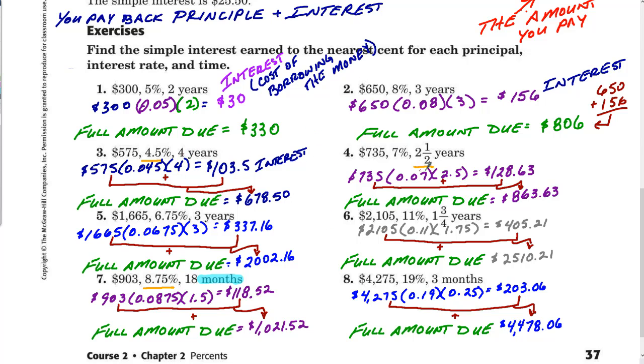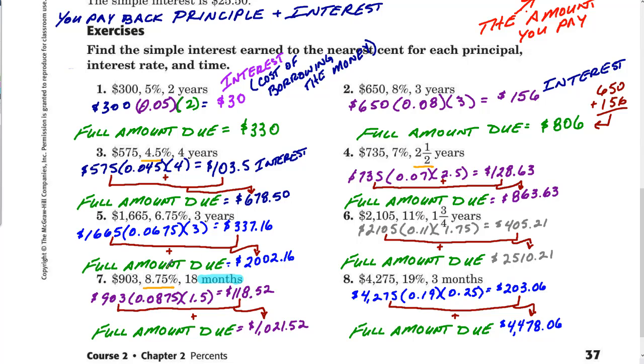So number 3, number 4, very straightforward. Number 5, maybe the biggest question would be changing this to a decimal, so 0.0675. Getting over here to number 6, changing 1 3/4 into a decimal, so that's 1.75. 3/4 is 0.75, so 1 3/4, 1.75.